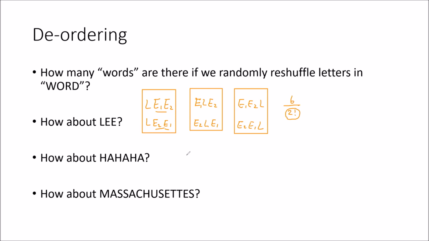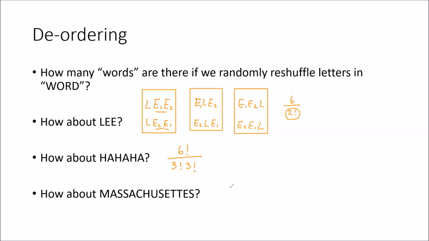At the beginning, assume all H's and A's are different. So we have 6 letters, assuming different. So you have 6 factorial. But then you have 3 H's which are the same, so we're going to deorder these 3 H's. And then you have 3 A's. You're going to deorder them again. So you have 6 factorial over 3 factorial times 3 factorial.